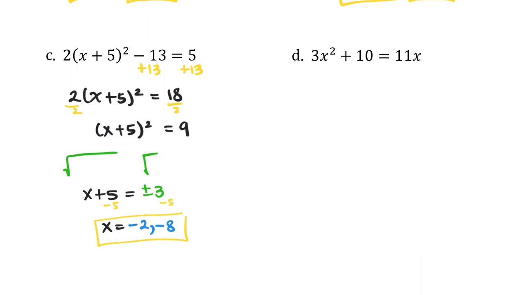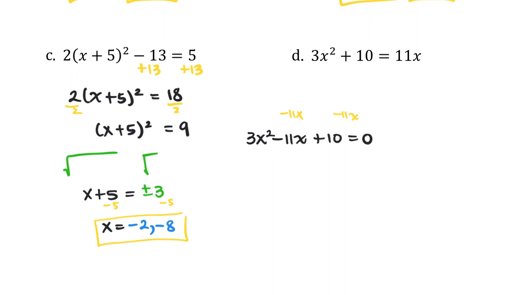3x squared plus 10 equals 11x. Because of the 11x, I think I'm going to have to factor it. Since this x squared is positive, I'm going to leave this alone and cancel this over to this side. So I'm going to minus the 11x over to here. Okay, and then I'm going to put it in order. So the squared is first, minus 11x plus 10 equals 0. Now I should be able to factor it.